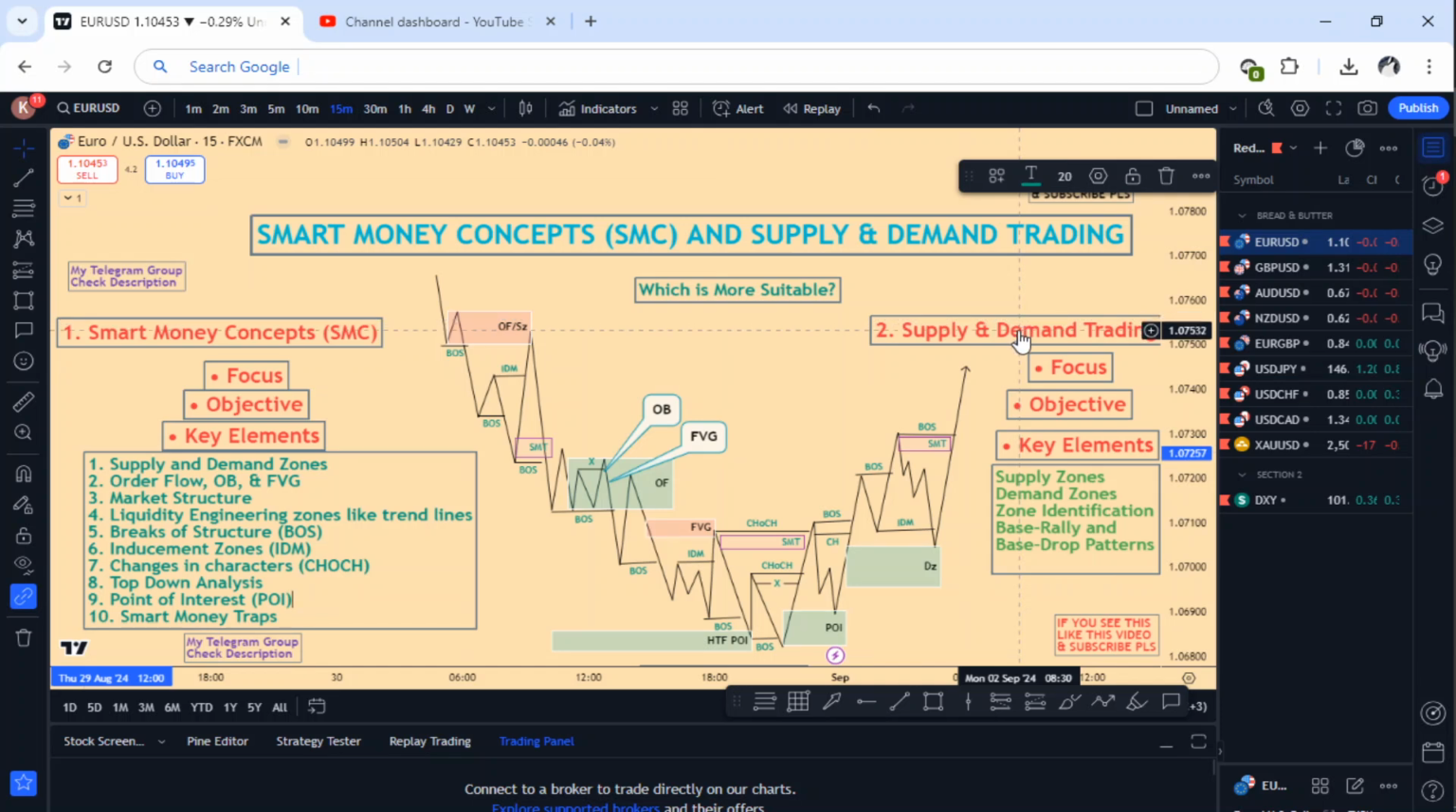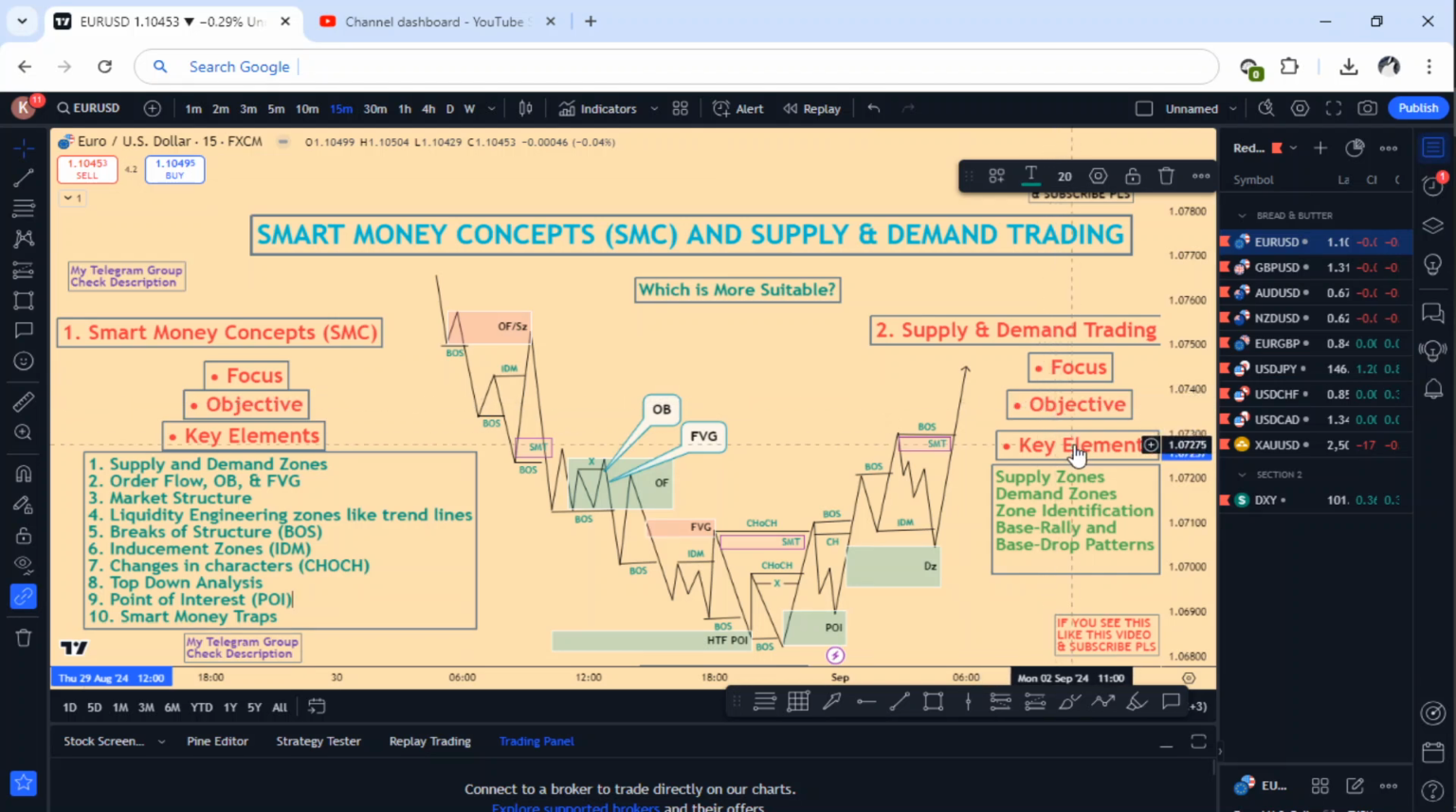Now, what is the objective of supply and demand trading? The objective is to buy at demand zones where price is likely to rise due to buying pressure, and sell at supply zones where price is likely to fall due to selling pressure, capturing the price movement caused by these imbalances.